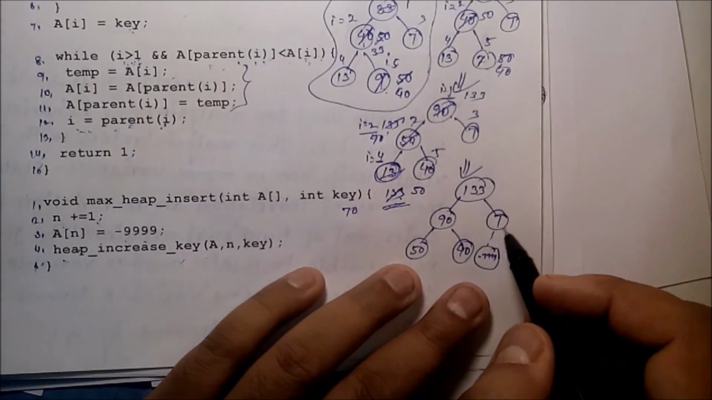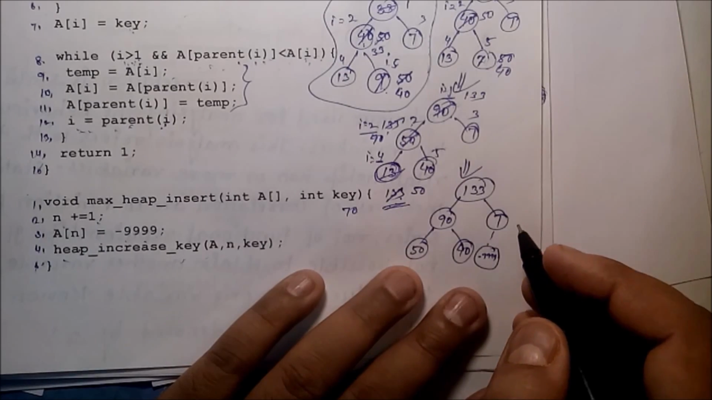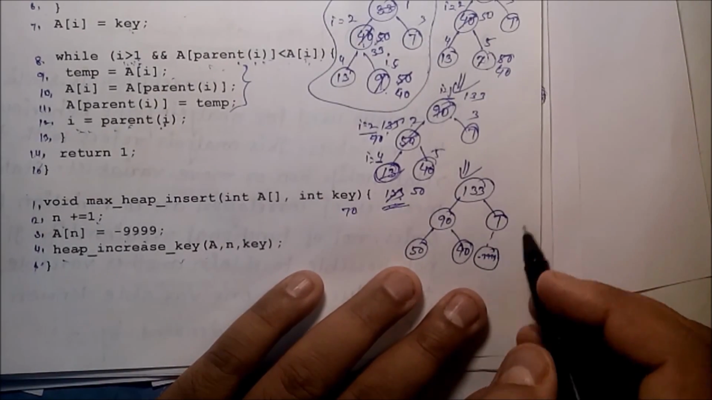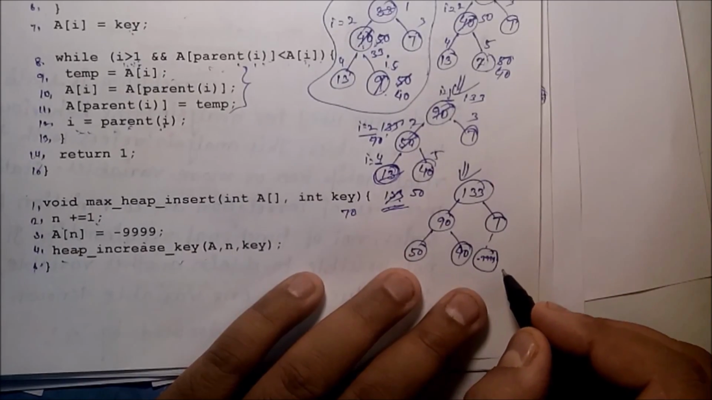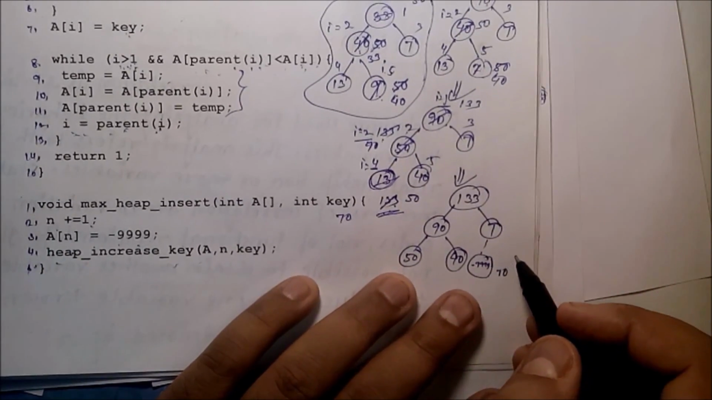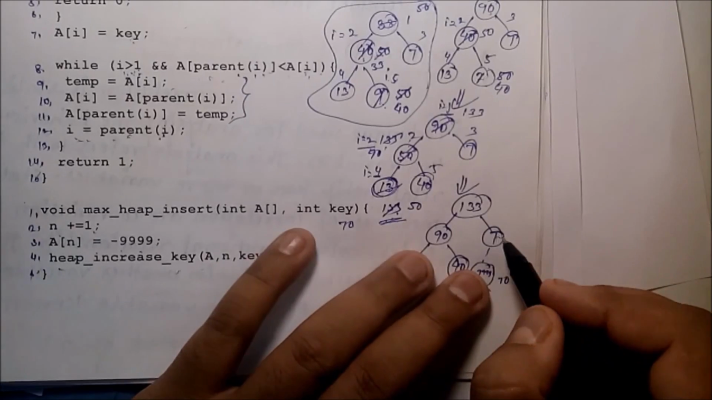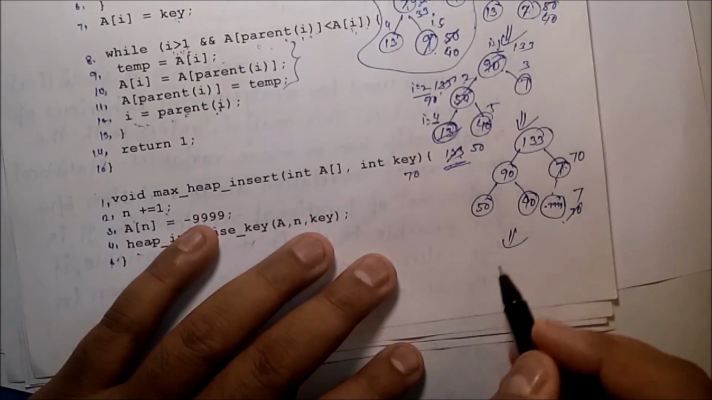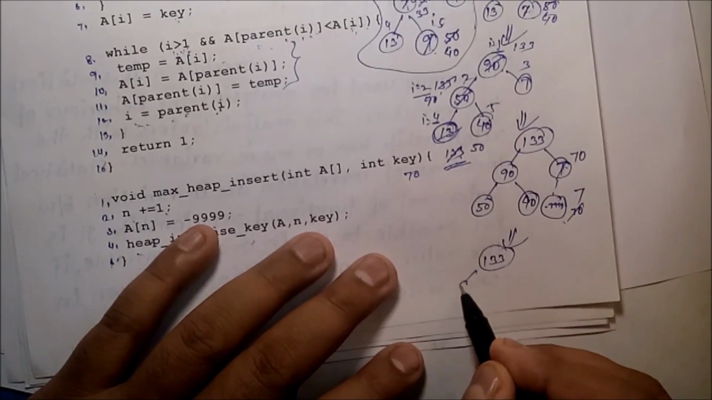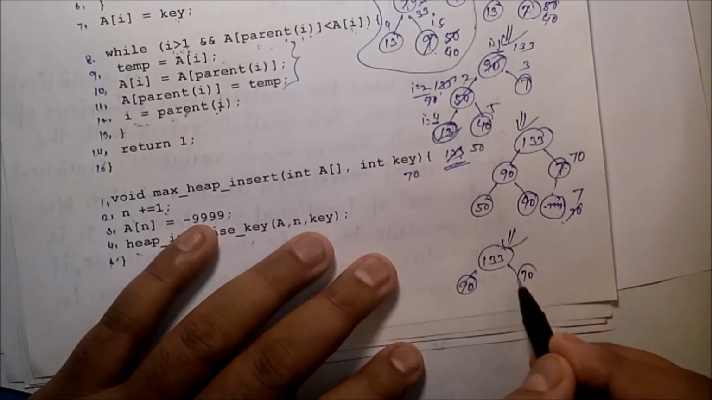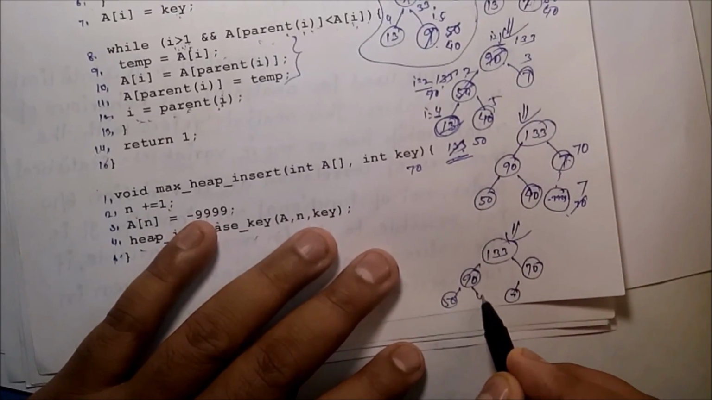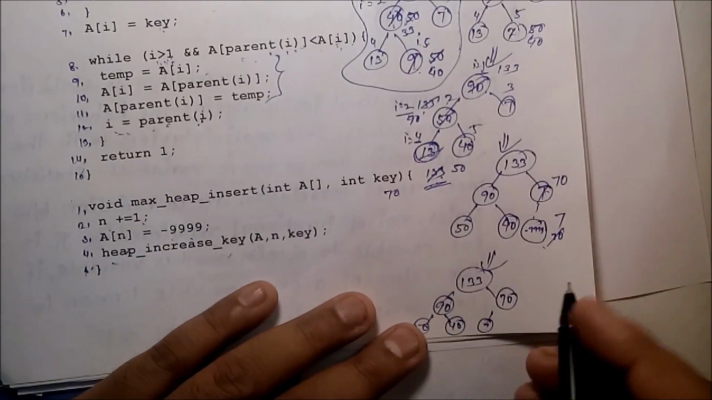Now the key you want to insert, suppose you want to insert say 70. Now if you want to insert 70 here, yes, you can insert. Then compare these two. So this will be the 70 and this will be the 7. So after that 133, 90, 70, 7, 50 and 40.